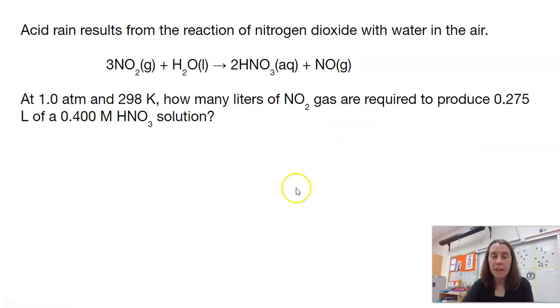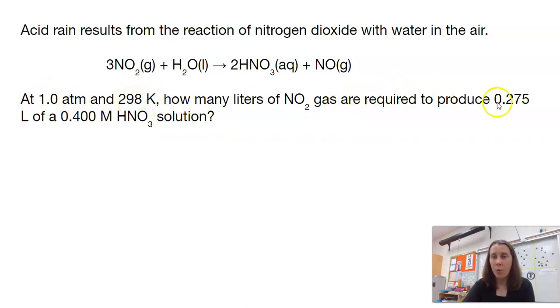All right, and then our final example here, we're using the same balanced equation. This one, we're going to use a gas. So if we are at 1 atmosphere and 298 Kelvin, you know that if you're given temperature and pressure, you're probably going to need to use the ideal gas law. How many liters of NO2 are required to produce 0.275 liters of a 0.40 molar HNO3 solution? There are a lot of numbers here. These two numbers are going to go into the ideal gas law.